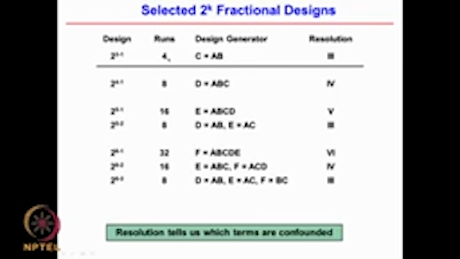So, 4 experiments, we have the AB, instead of AB you put it as C. So, this is a resolution 3 design, okay. Understand how to understand the resolution, which is not liked very much.